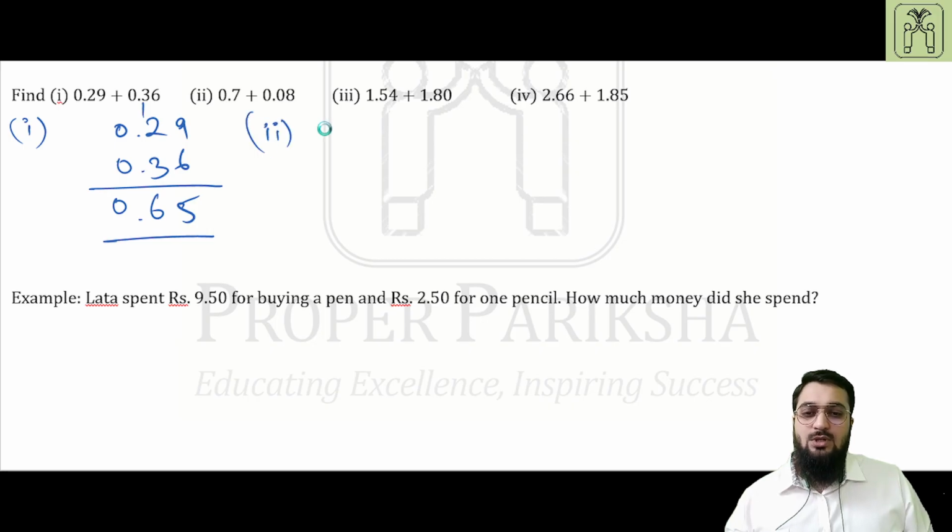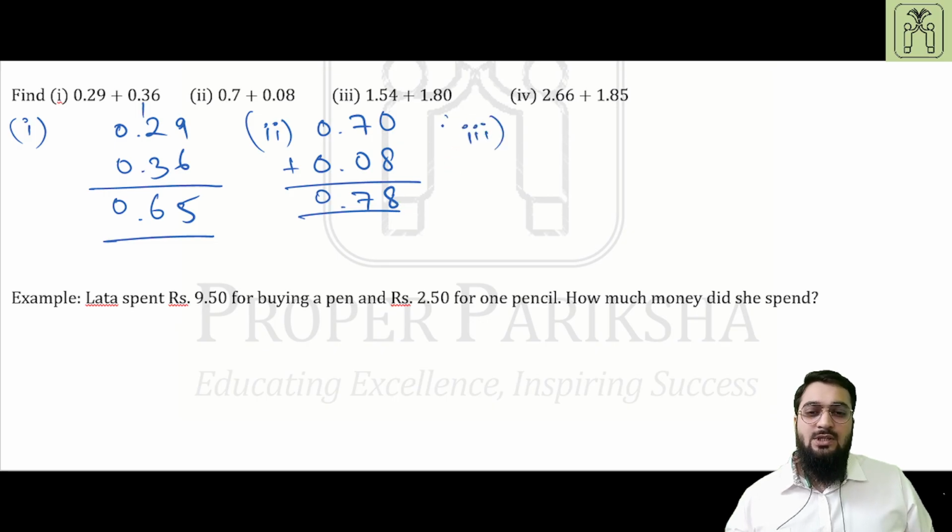Similarly, part 2, 0.7 and 0.08. 0 will be added to make it look good. Decimal point should be aligned. We will just add it. 8 plus 0, 8. 7 plus 0, 7. 0.78. Next, part 3, what is there?